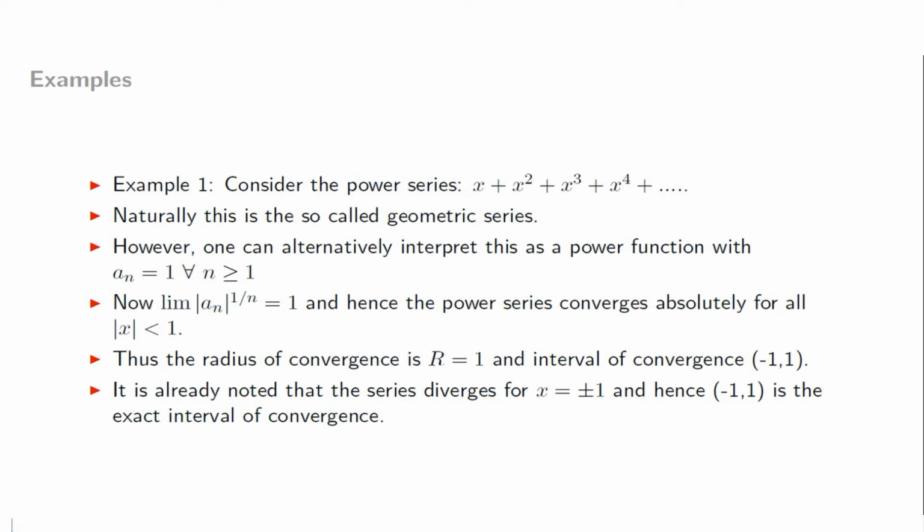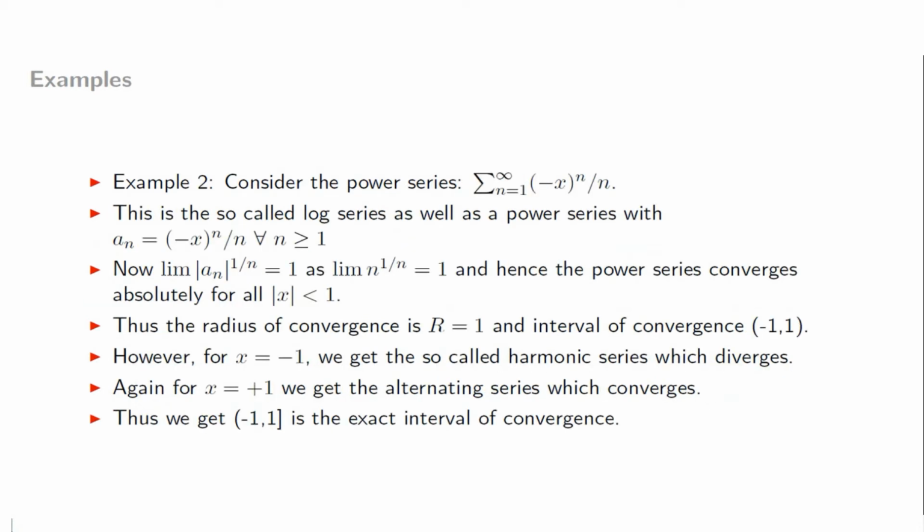However, this can be alternatively interpreted as a power series with a_n equal to 1. Now the limit of the absolute value of a_n to the power 1 by n is equal to 1, and hence the power series converges absolutely for all x such that the absolute value of x is less than 1. Thus the radius of convergence is R equal to 1 and the interval of convergence is -1 to +1. It is already noted that the series diverges for x equal to plus or minus 1, and hence the open interval -1 to +1 is the exact interval of convergence.